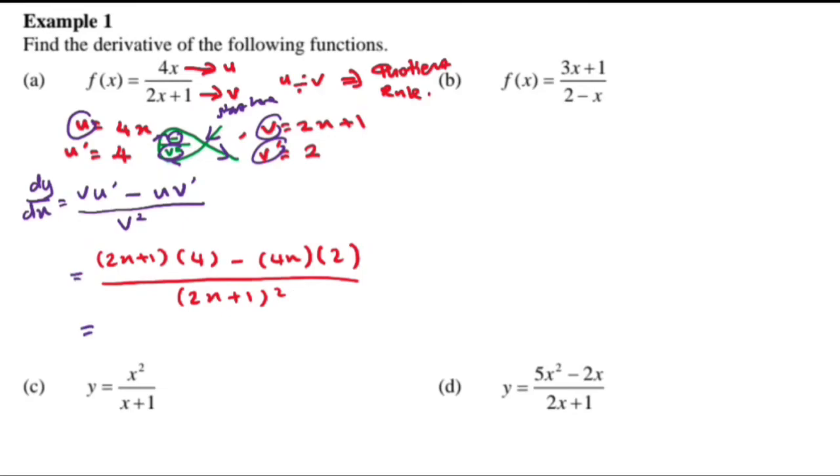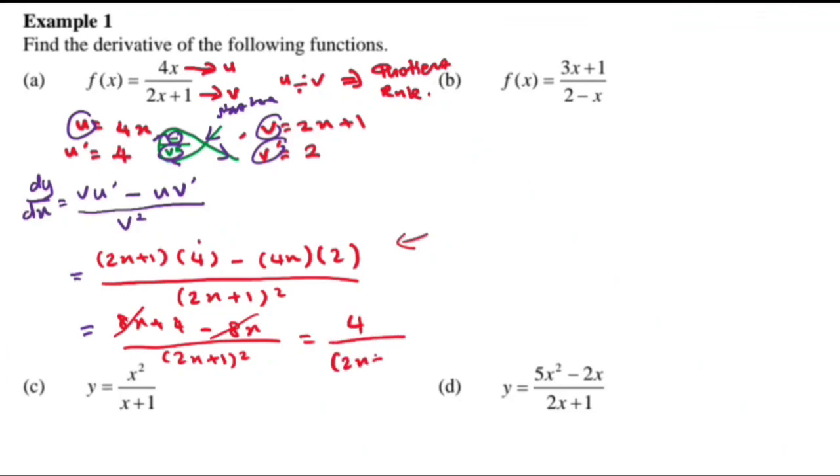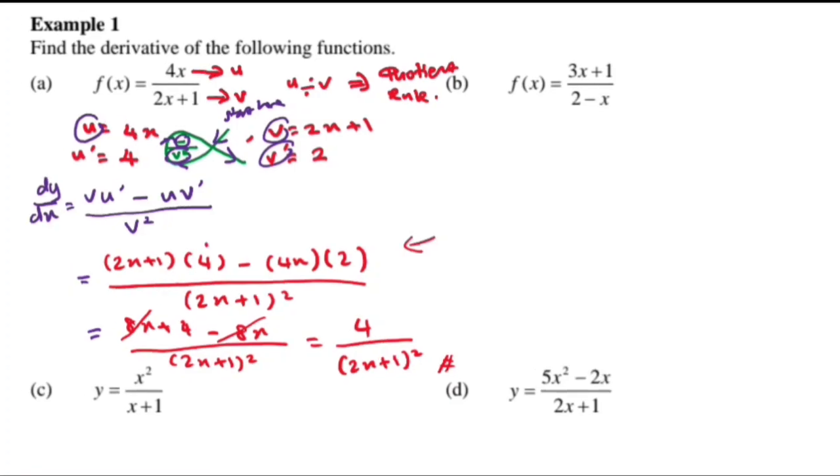Same concept as in product rule. Your final answer should be the one that has been factorized completely. So if there's anything that you can factorize at this step, please do factorize. But I can see that you can only factorize 2 or 4, but you can't factorize any other factor. So for this question, you can also expand to simplify, and then from here, after you have expanded, you can just simply subtract 8x with 8x. So you're left with 4 over (2x plus 1) squared, and that's your final answer. Now try out the other examples. Example 1b, c, and d.